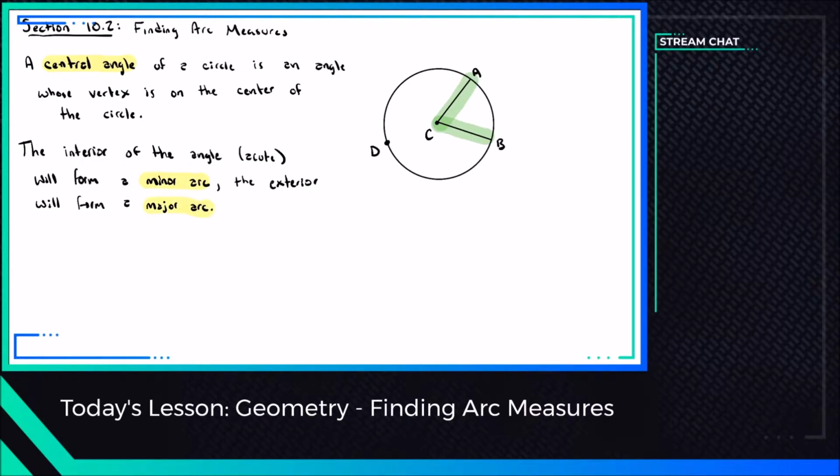I'm going to highlight our minor arc in red. So that's this interior bit. And we can write that down. That's our minor arc. And we can go ahead and label our major arc here in blue. And so our major arc is going to be that bit in blue.